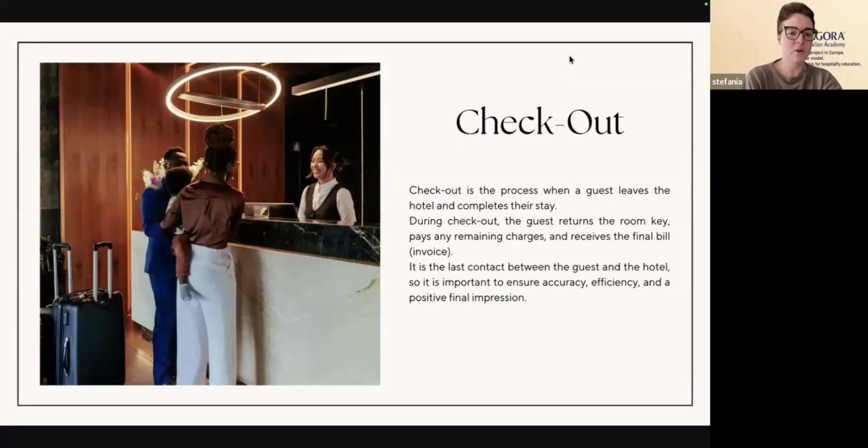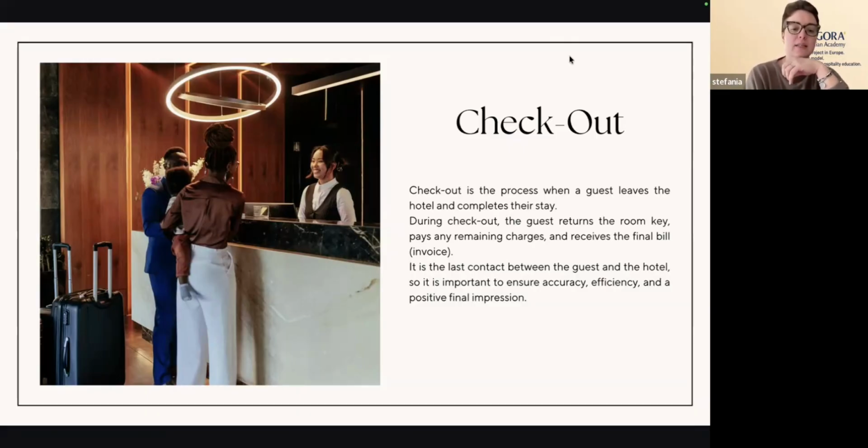Checkout is the contrary of check-in. So it's the process when a guest leaves the hotel and completes the stay. Usually it's the time when you're going to pay. During checkout, the guest returns the room key, pays remaining charges, and receives the final bill. And it's the last contact between the guest and the hotel.